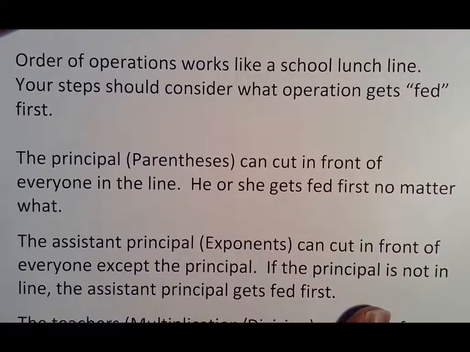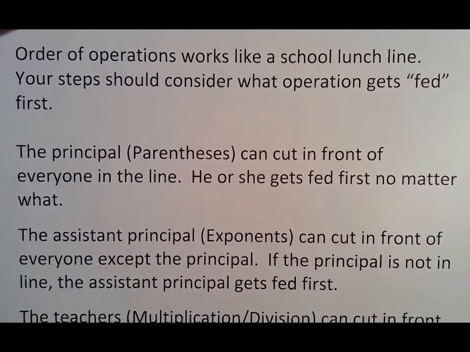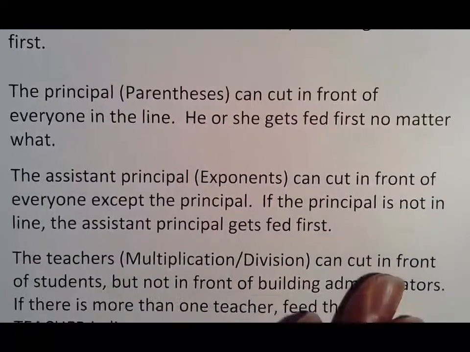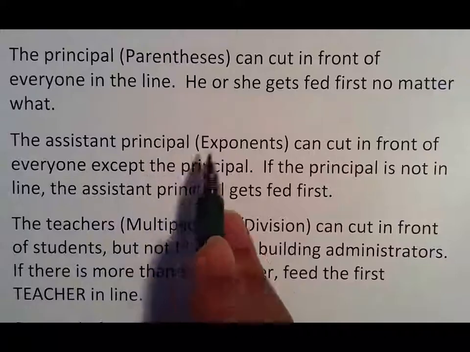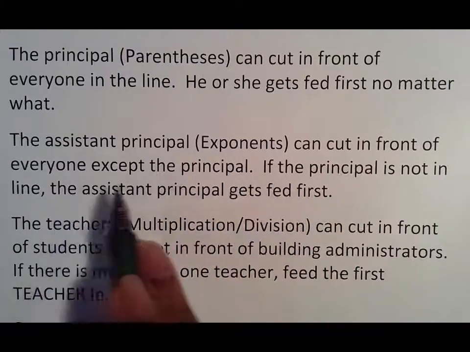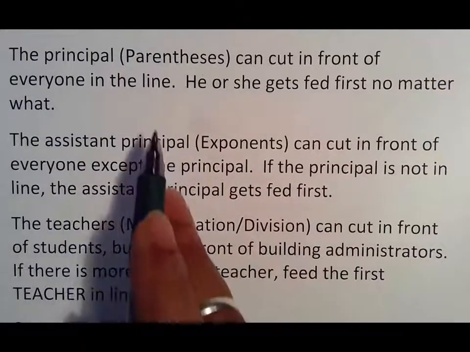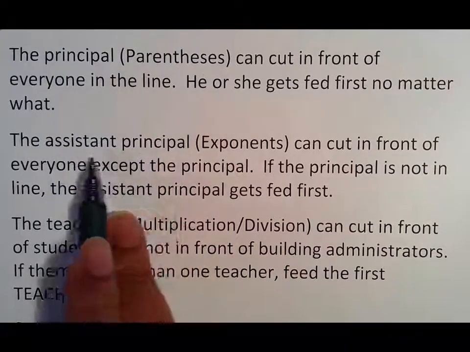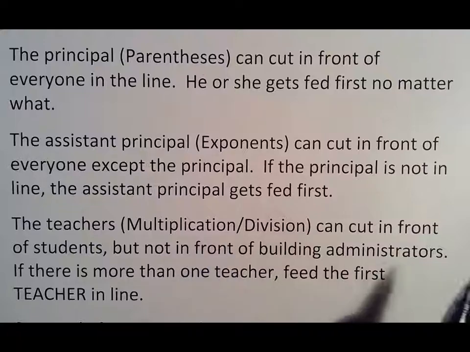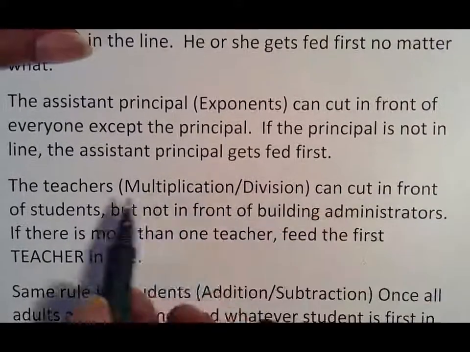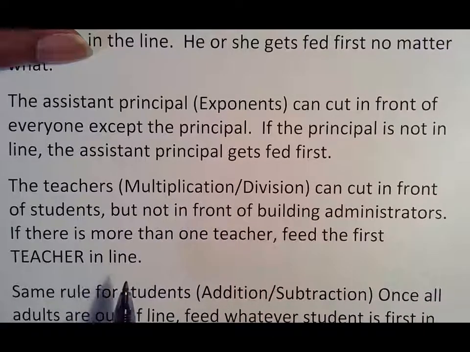The principal, parentheses, can cut in front of everyone in the line. He or she gets fed first no matter what. If parentheses is there, parentheses gets the first plate. The assistant principal, which is exponents, can cut in front of everyone except the principal. So again, principal strongest, assistant principal, which is exponents, second strongest. If the principal is not in line, the assistant principal gets fed first. After the assistant principal is your teachers, which is multiplication division.